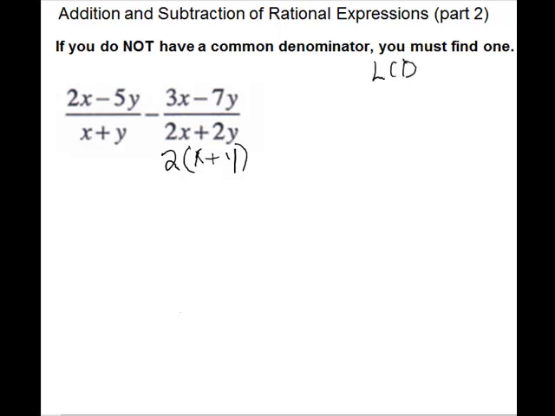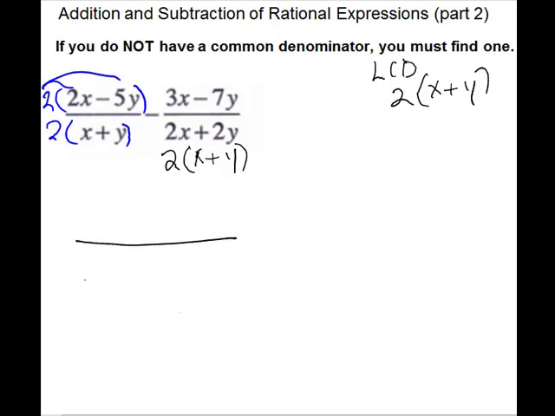Right, for the 2's, we're going to need 1, 2. This one has none, this one has 1. That has the most. And we're going to need 1 copy of x plus y. That's the most in either one fraction. So the second fraction is actually okay. We will just use this factored denominator now. Right, the first fraction is going to need a factor of 2. So we're going to keep this denominator, a 2 and an x plus y.